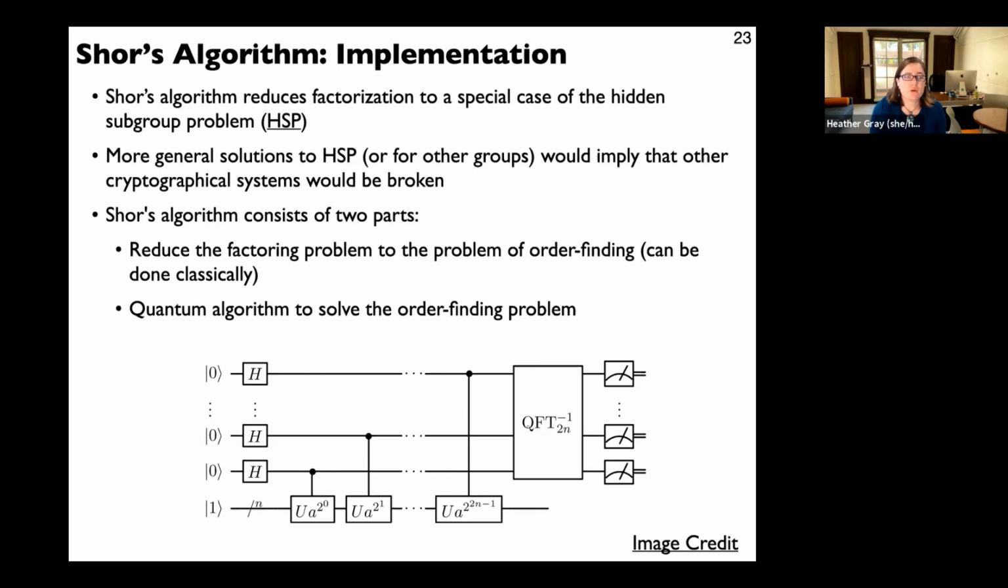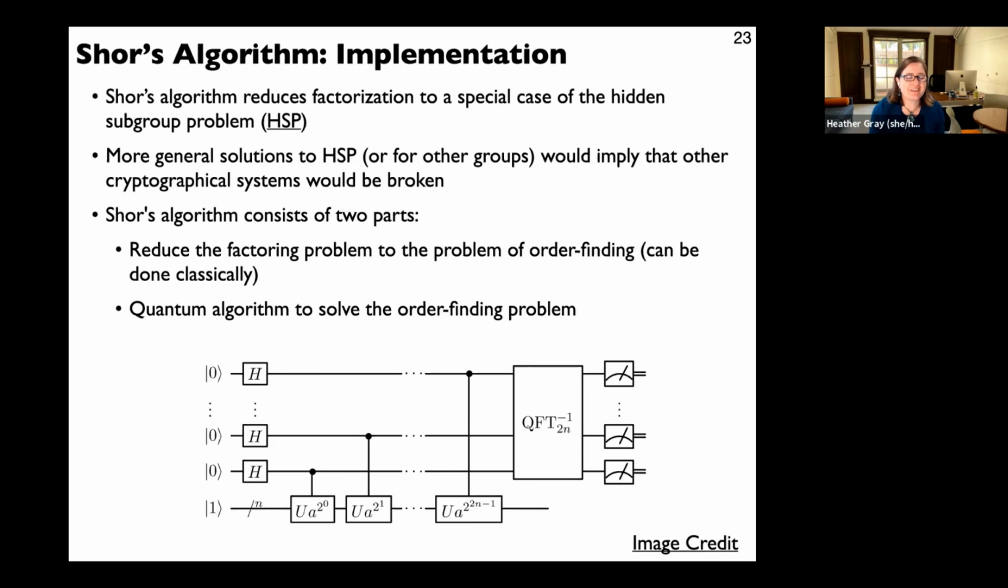So if you want to find the order of some integer x mod n, you just want to find the smallest integer r such that x to the r equals 1 mod n. And once you've done that, you actually want to use a quantum algorithm, which can solve the order finding problem.